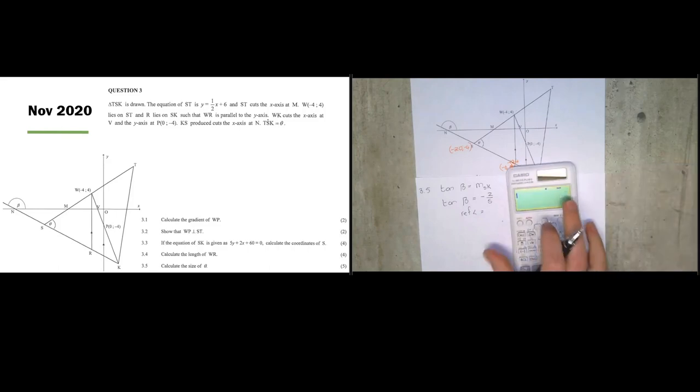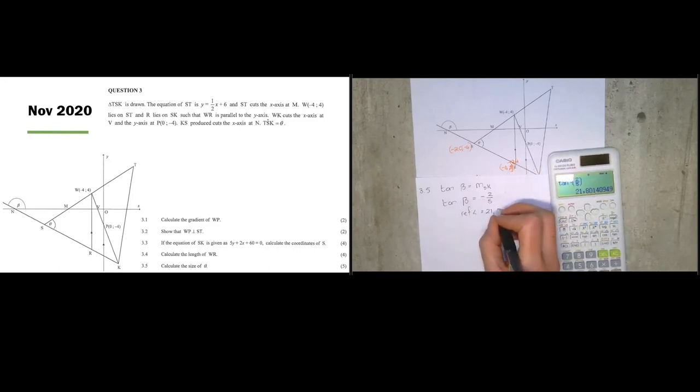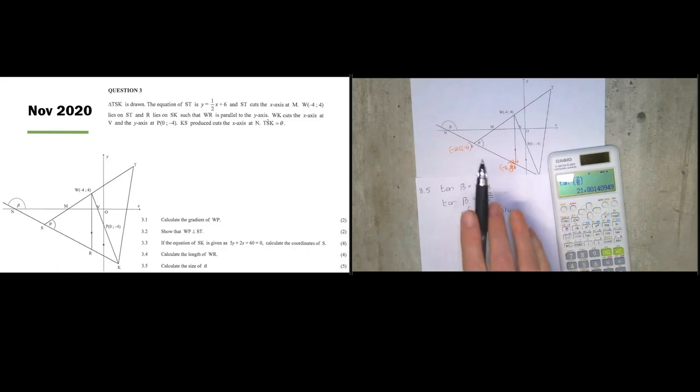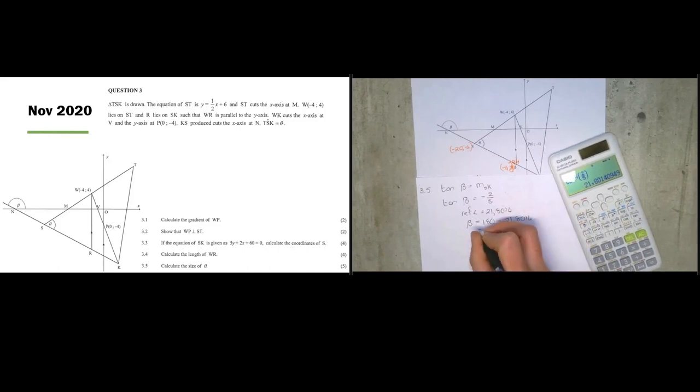Okay, let's do that quickly. Shift tan of 2/5. I get a reference angle of 21.8014. Negative. In which quadrants is tan negative? The second and the fourth. I will be in the second here. So beta, how do I get to the second? 180 minus my reference angle. Please do not round off in the middle of a sum, and we get that beta is 158.1985. So if I've worked out something, I'm going to fill it in.